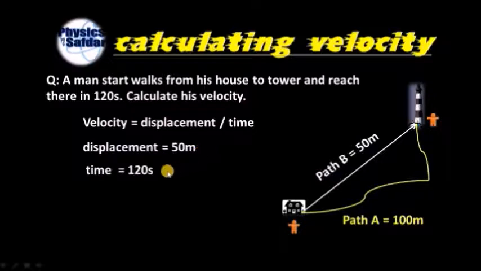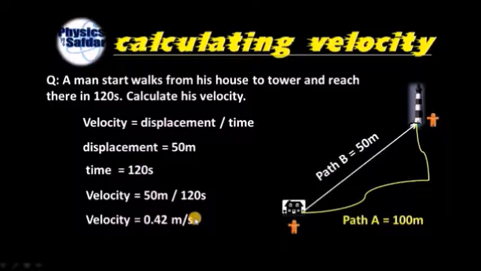The time is 120 seconds. The equation of velocity you know well. Displacement over time. Put the numbers. Solve. And finally you will get 0.42 meter per second. So that was the velocity of the man.